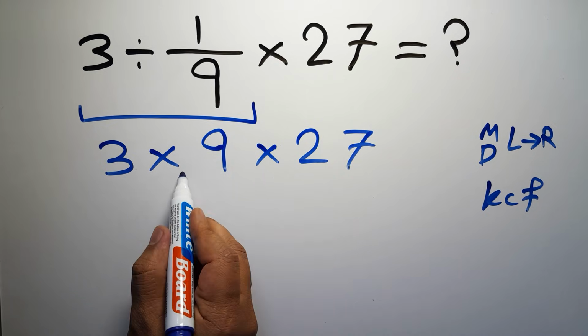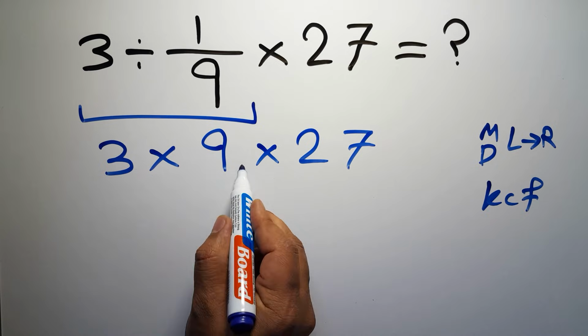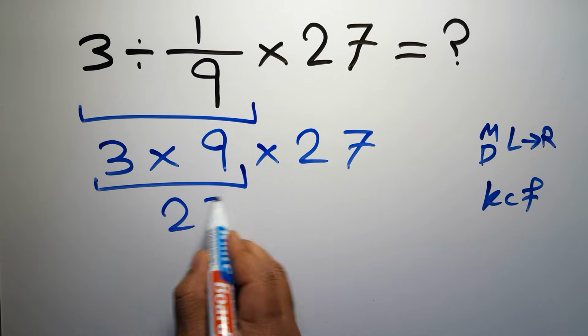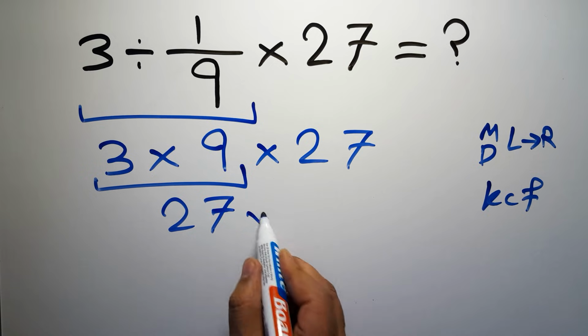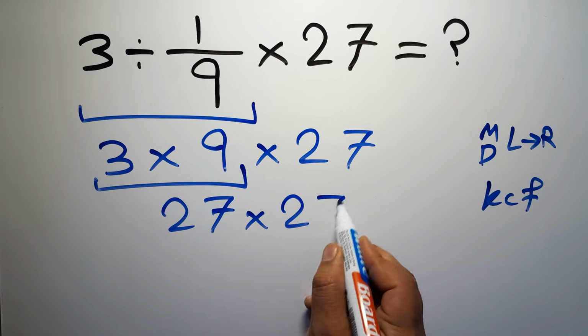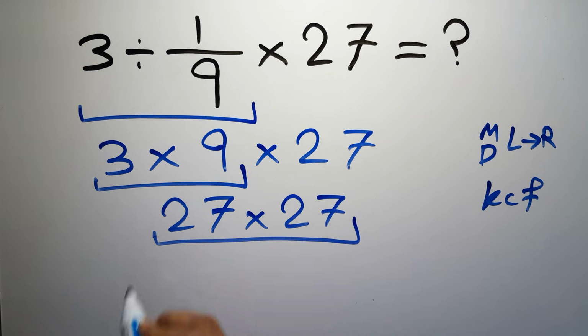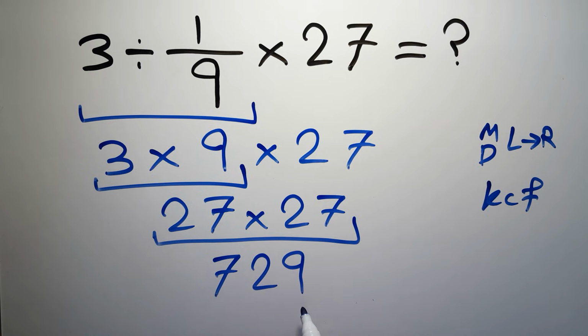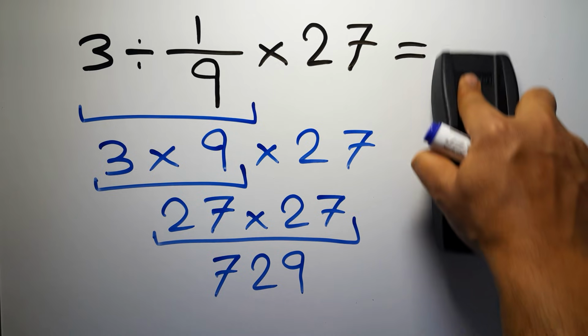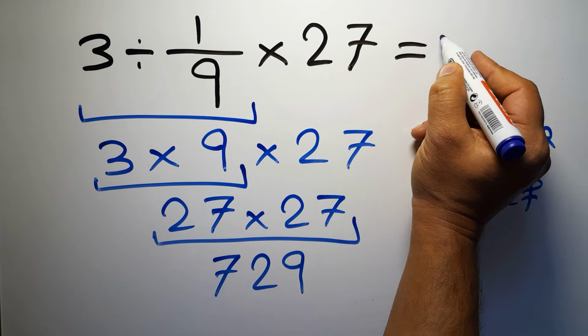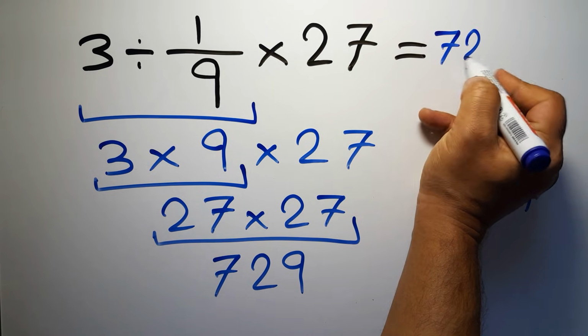First we do this multiplication. 3 times 9 gives us 27. So 27 times 27, which equals 729. And this is our final answer to this problem. The correct answer is 729.